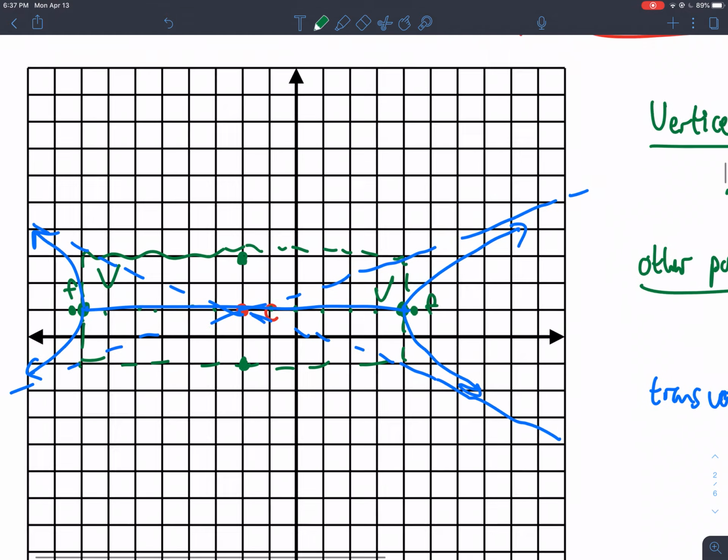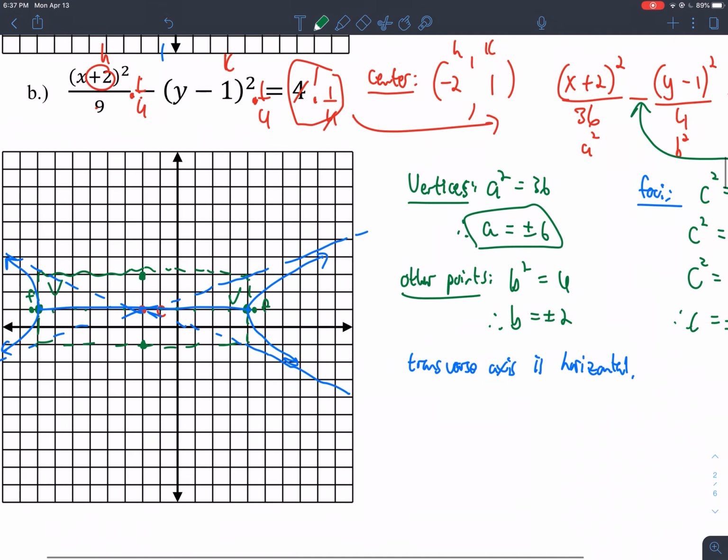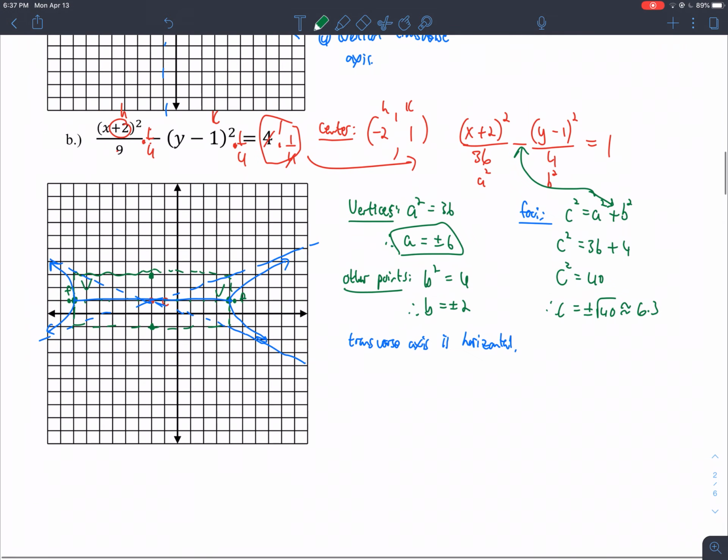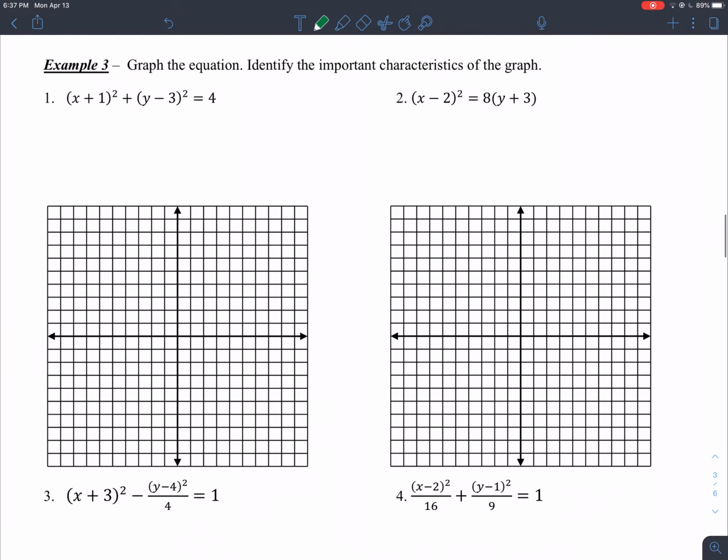Please, this is the minimum you need to be able to do. You need to be able to show the center, foci, vertices, and how you came up with your asymptotes. If you can draw the asymptotes perfectly without drawing the box, that's also fine, but you need to be showing your work clearly.